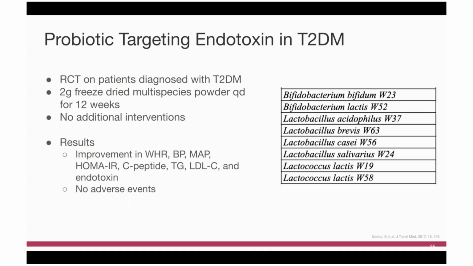There were improvements in waist to hip ratio, blood pressure, mean arterial pressure, and HOMA-IR. For those of you who aren't familiar, HOMA-IR is a measure of insulin resistance that's based on fasting glucose and fasting insulin. There were also improvements in C-peptide. This is a substance made in the pancreas along with insulin. In this particular study, triglycerides, LDL-C, and endotoxin all improved.